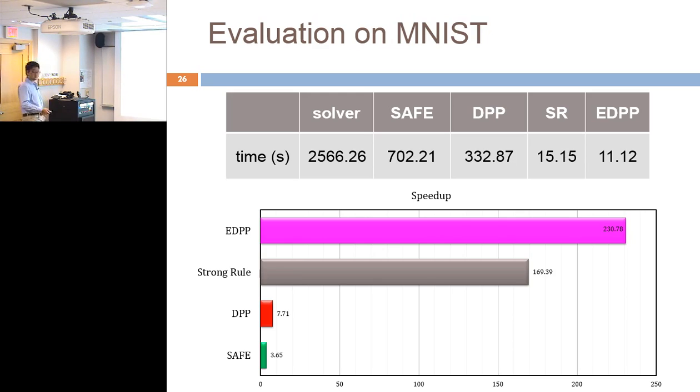Do you have any results compared to traditional methods, like heuristic methods? How do they perform? Actually, this one is a heuristic method. No, this one is strong rule. This method is proposed by Robert Tibshirani.